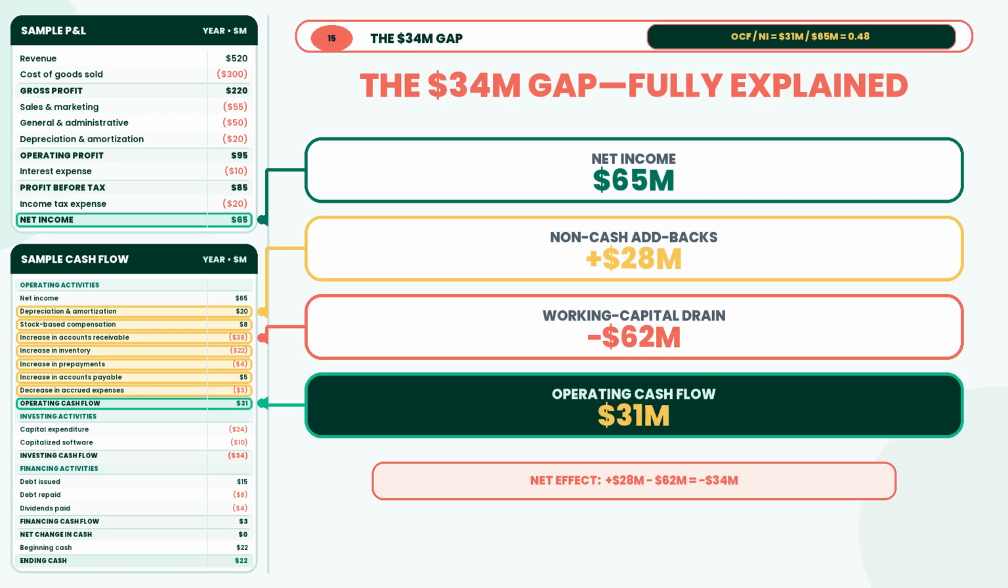Now the 34 million accrual gap is clear. It is not a mysterious disappearance. Non-cash add-backs improved the bridge by 28, but working capital reduced it by 62. The net effect is negative 34. 65 minus 34 equals 31.